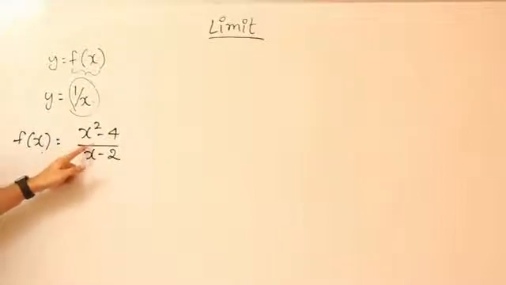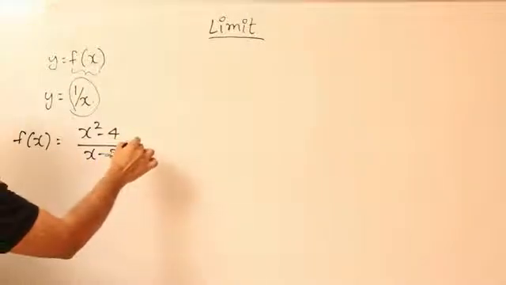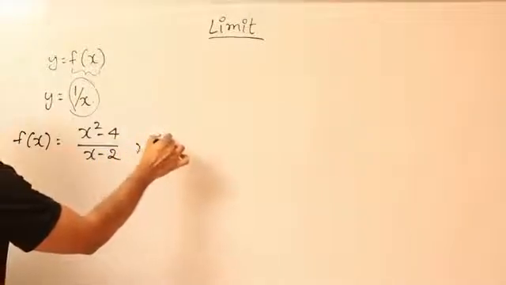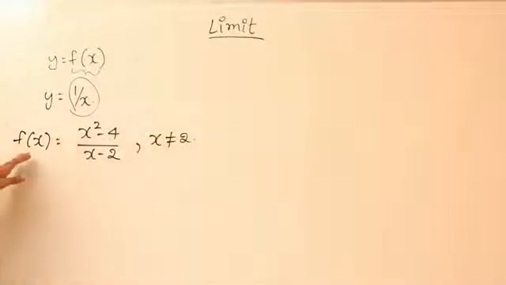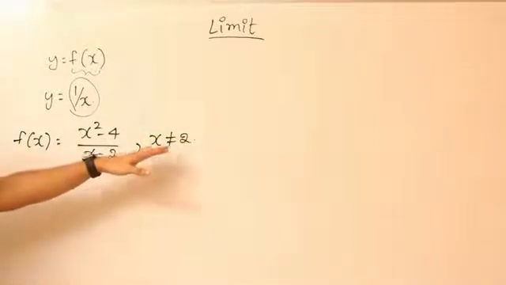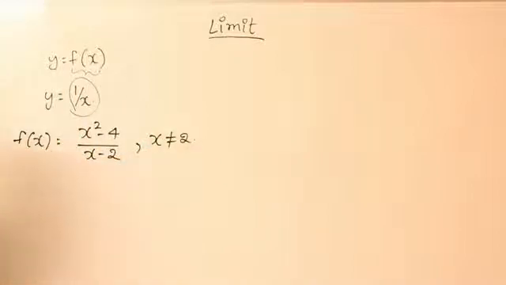Check it: 2 square minus 4, 2 minus 2. It is going to be in 0 by 0 form. Therefore, this function is defined at all the values other than x equal to 2. That is why this function is given this way, which means they don't want us to talk about x equal to 2, right? Then, since we don't have the value at x equal to 2, I want to know what could be its value at a value close to 2, right?